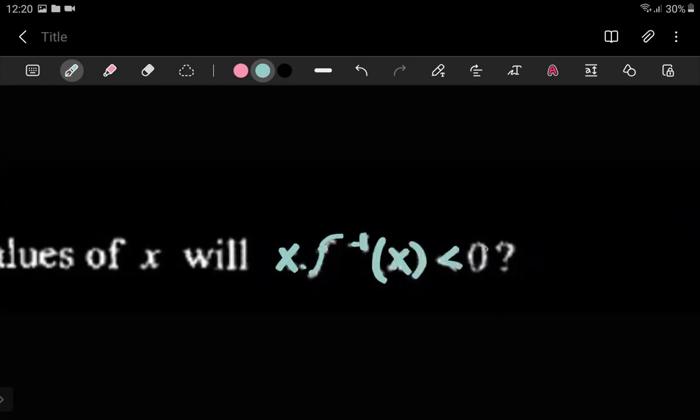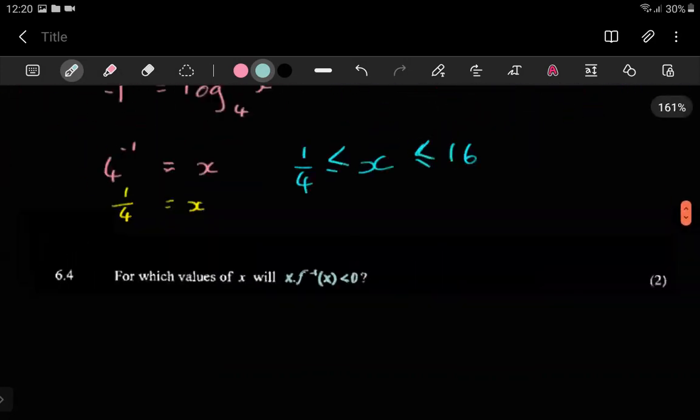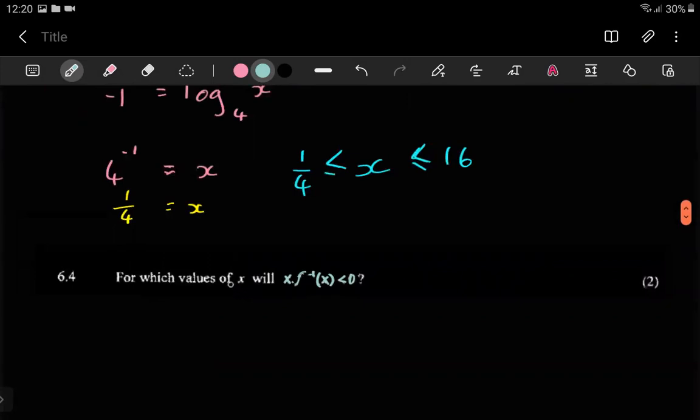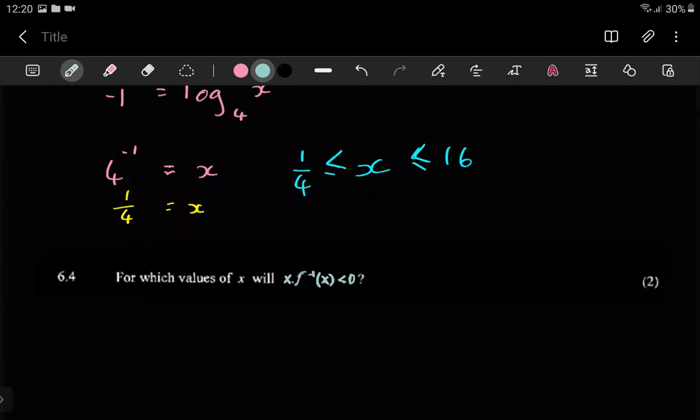So anyways, it says here, for which values of x. You see, they're asking for the x values as well. The question will always be very direct. They're saying for which values of x will the x value multiplied by the y values of the inverse, where will this expression be a negative number? That's what this is asking.